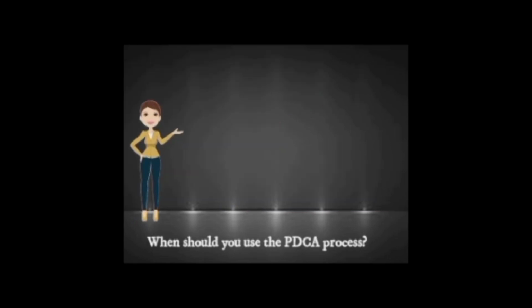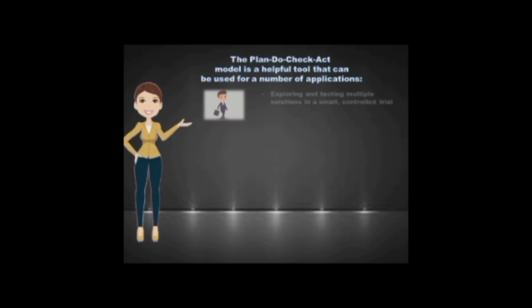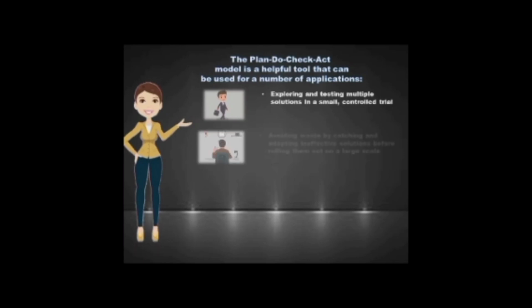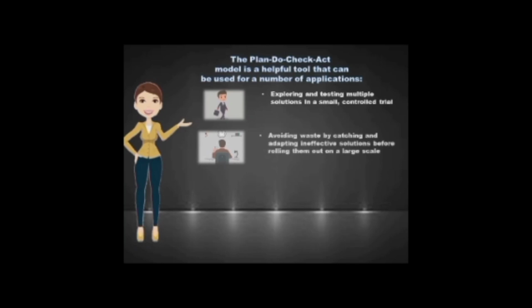When should you use the PDCA process? The Plan, Do, Check, Act model is a helpful tool that can be used for a number of applications. Exploring and testing multiple solutions in a small controlled trial. Avoiding waste by catching and adapting ineffective solutions before rolling them out on a large scale.